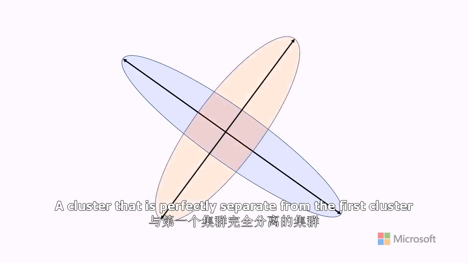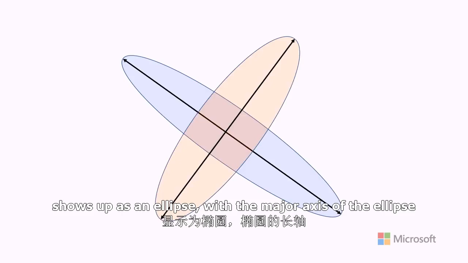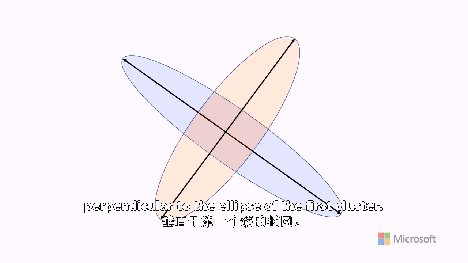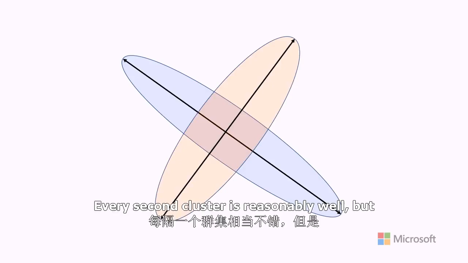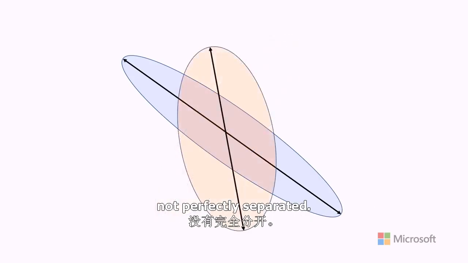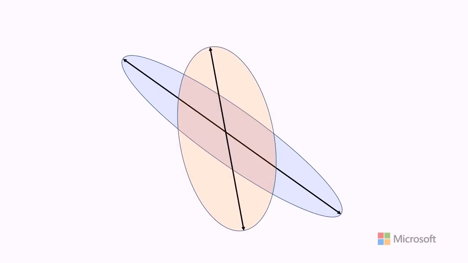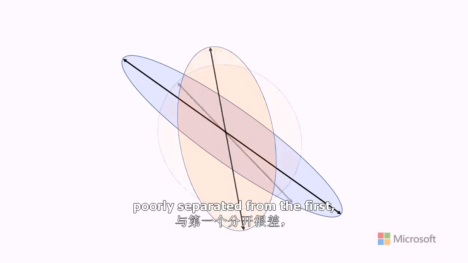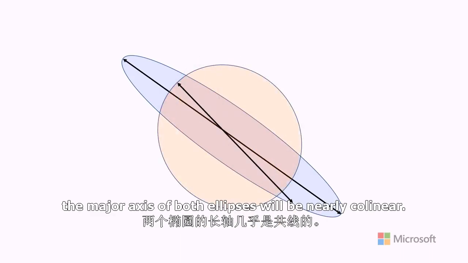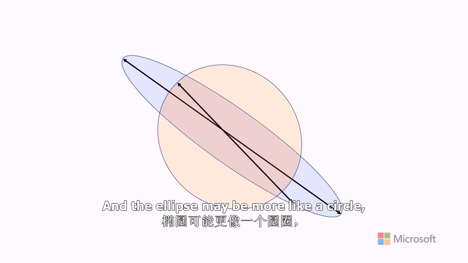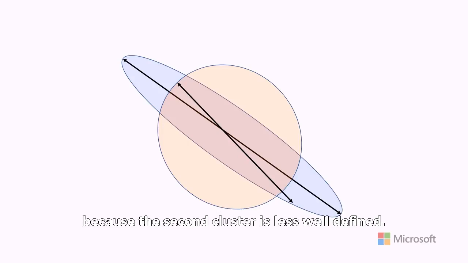A cluster that is perfectly separate from the first cluster shows up as an ellipse with the major axis perpendicular to the ellipse of the first cluster. Now, if our second cluster is reasonably well, but not perfectly separated, then it will have a major axis that's not quite perpendicular to the first ellipse. And if the second cluster is quite poorly separated from the first, the major axes of both ellipses will be nearly collinear, and the ellipse may be more like a circle because the second cluster is less well defined.